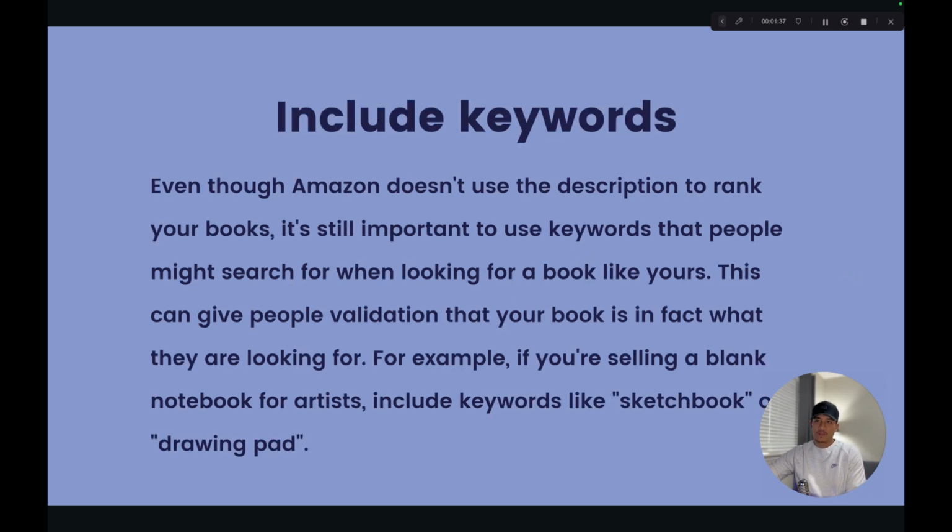Include keywords. Now, even though Amazon doesn't use the description or any words in it to rank your books, it's still important to use keywords that people might search for when looking for a book like yours, because this can often give people validation that your book is in fact what they are looking for. For example, if you're selling a blank notebook for artists, include keywords like sketchbook or drawing pad.